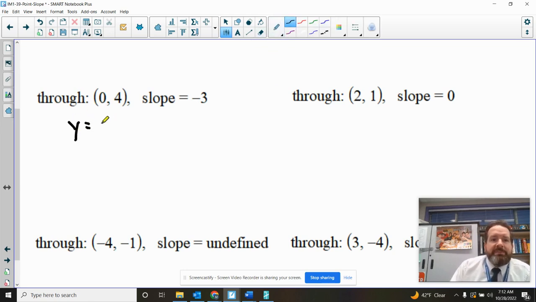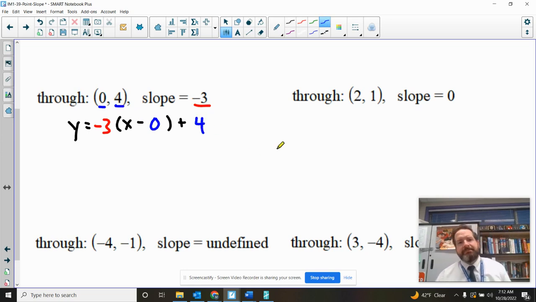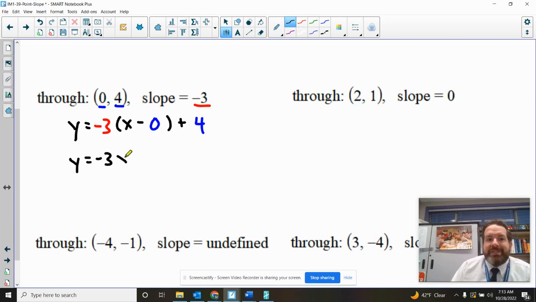Y equals space for the slope, x minus space for x1, plus space for y1. Slope goes in front of the parentheses every single time. X coordinate and y coordinate go in those back spots. This time there is a little simplification to do because minus 0 doesn't really change anything. So we've got y equals negative 3, x minus 0 is just x with the plus 4 on the back.